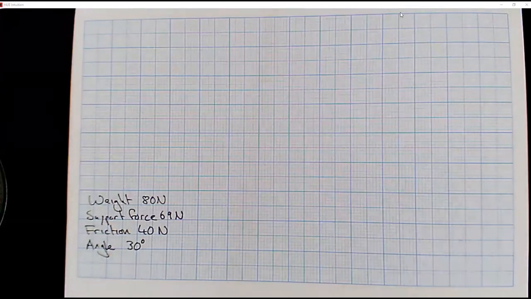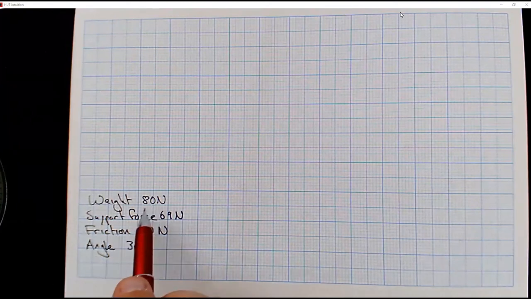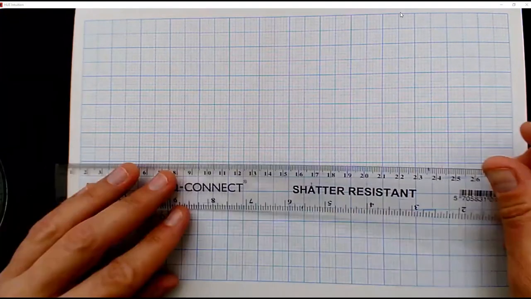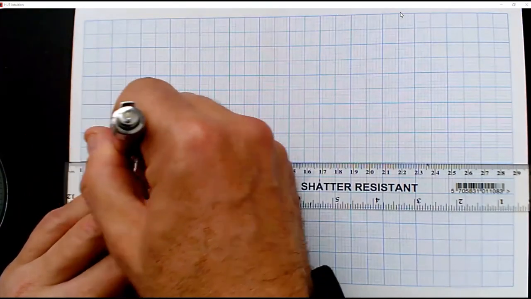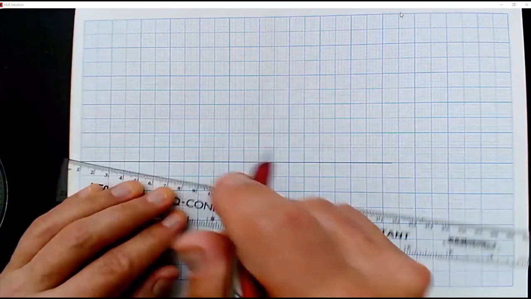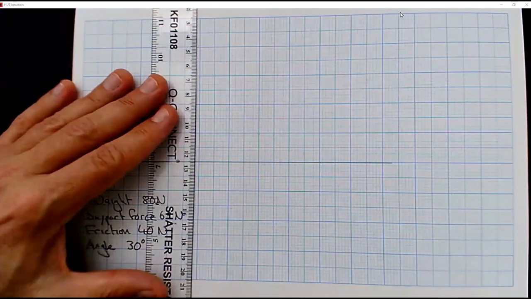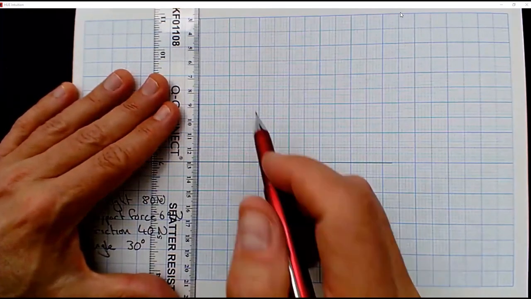So let's look at an actual example, an idealized version of the situation we've already considered. Let's consider a triangle of forces where we've got a weight of 80 Newton, a support force of 69 Newton, friction 40 Newton acting up a ramp whose angle is 30 degrees to the horizontal. And we're going to draw this. So what we'll start off with doing is just drawing a set of axes. I'm quite conscious that because of the graph paper, the pencil line may not be particularly visible, but hopefully you can follow what I'm doing.